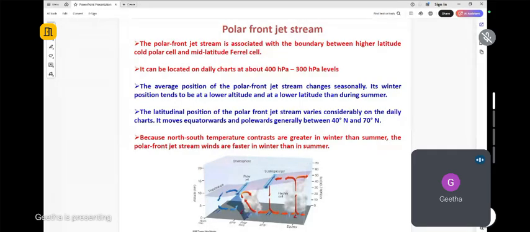It moves equatorwards and poleward. Generally, see the variation, 40 to 70 degrees north. That is the variation.